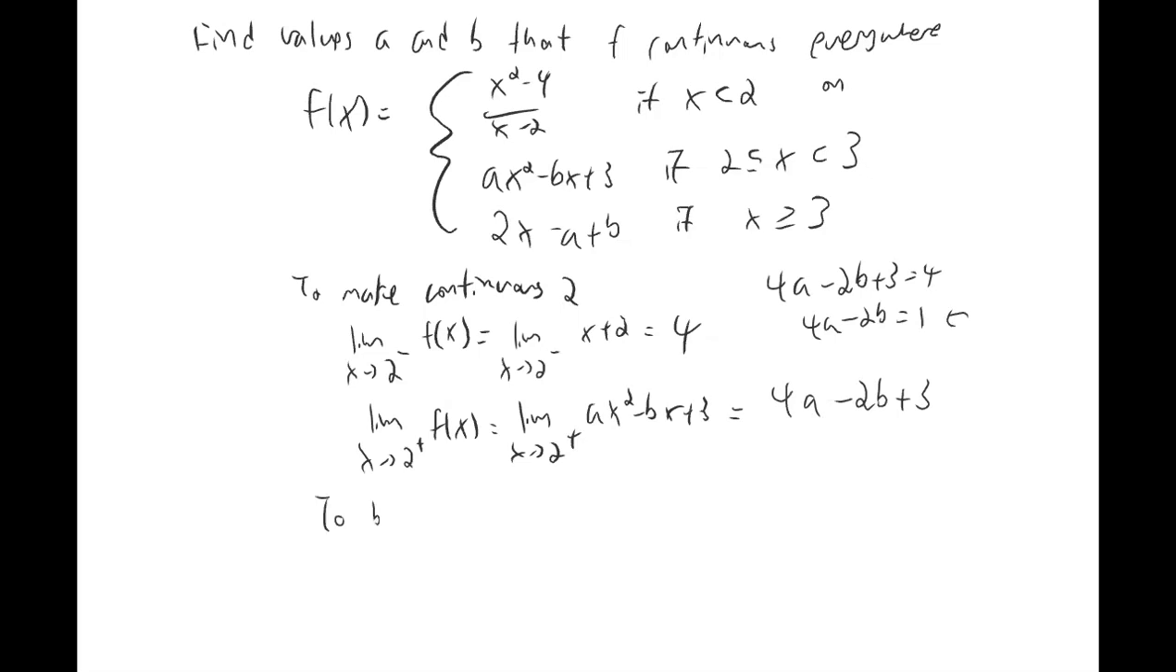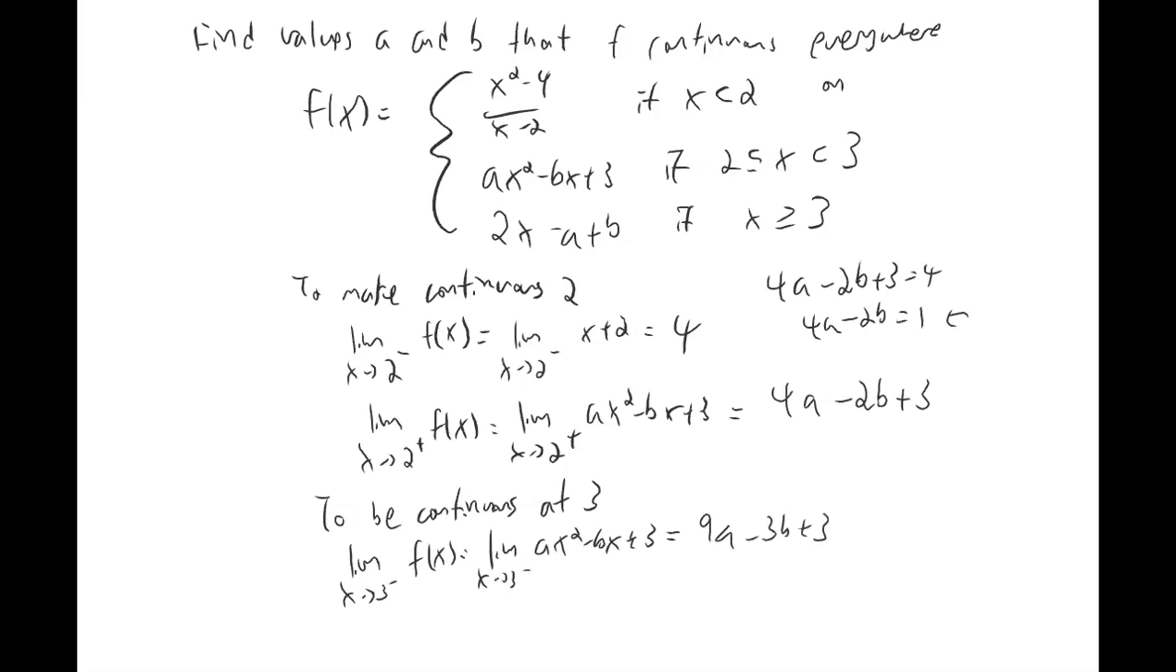Now to be continuous at 3, the other boundary term, I need limit x goes to 3 from the left, which is limit x goes to 3 from the left of ax squared minus bx plus 3. What is that? 9a minus 3b plus 3. And then limit x goes to 3 from the right. I need these to be equal, right? So 2x minus a plus b.